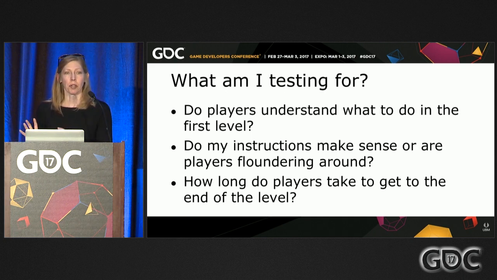You twist tiles so that your little avatar can make their way through. You can make puzzles for other players and share them, and it's timed however long it takes. And so you can beat people's times and share other puzzles. So do they understand what to do? Do the instructions make sense? And how long are players taking to get to the end of the level? Because at first, the first few levels we created for people so that they would learn how to do it.